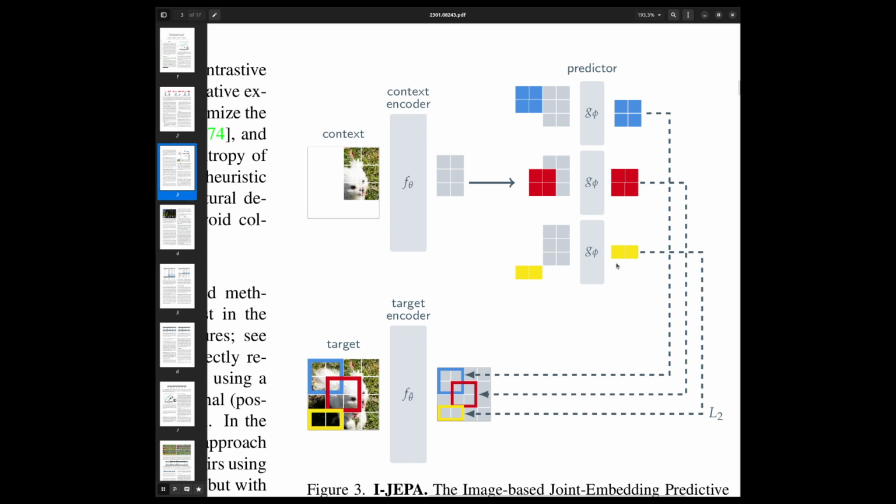And so what the predictor has to do is basically predict the embedding relative to that position. So the yellow one is going to be the embedding produced by the target encoder for that position, and we're going to predict this one, and then we're going to run the loss with these two guys, right?